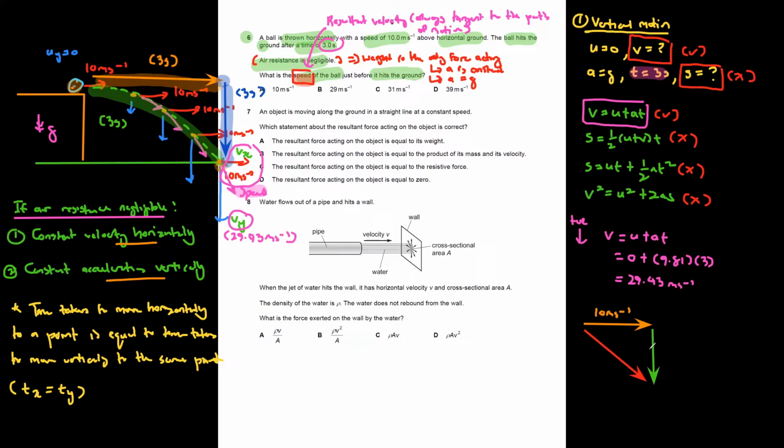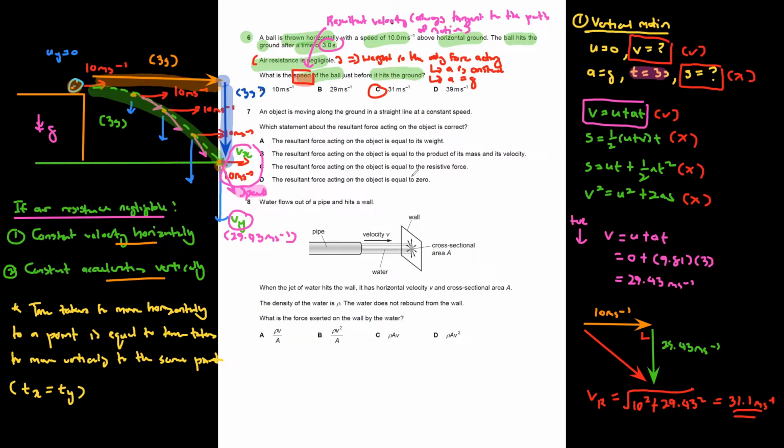This one is 29.43 meter per second. So my VR here is the hypotenuse of this right angle triangle. So it's square root of 10 squared plus 29.43 squared, eventually giving you 31.1 meter per second. Okay, so the answer for this is C. All right, so that one is for this.